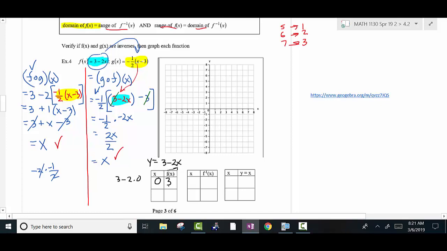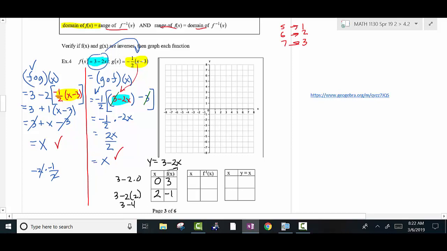Okay, these are lines, so I just need to get 2 points. So I'm not going to do slope-intercept on this. Let's also pick, like, let's say 1. Actually, I'm going to change my mind. Let's do 2. So let's just do x equals 2. All right, so then we would do 3 minus 2 times 2. That's 3 minus 4, so that's negative 1.